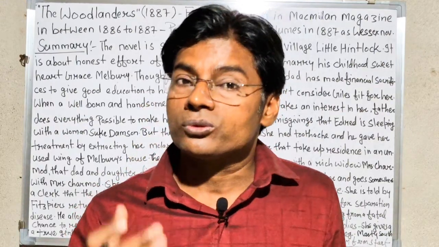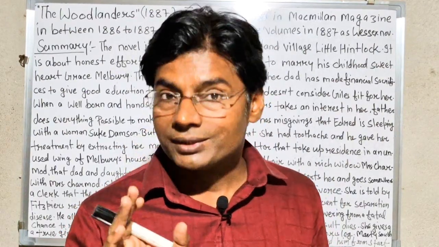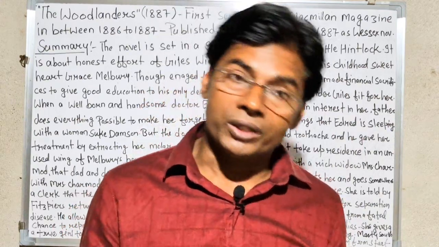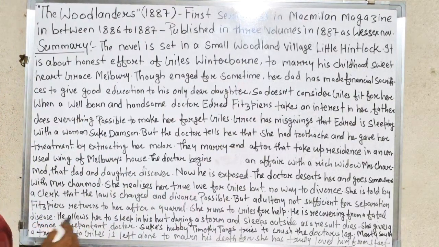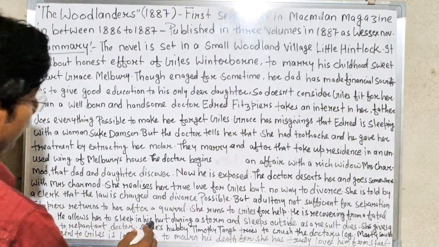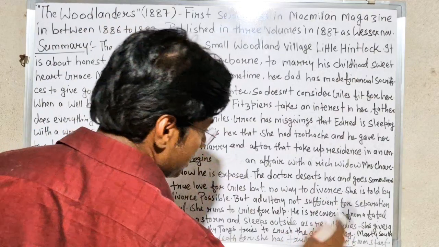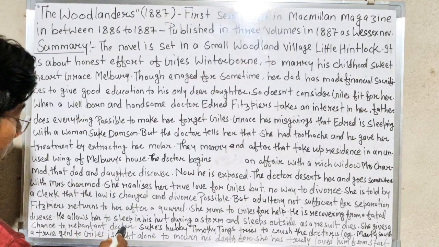Now, Grace Melbury has nowhere to go except to her faithless husband, thinking that maybe it is possible that he may become good and things may change. So one day this is what happened. He allows her to sleep in his hut during a storm and sleeps outside. As a result, he dies. I told you. She gives a chance to her repentant doctor husband.